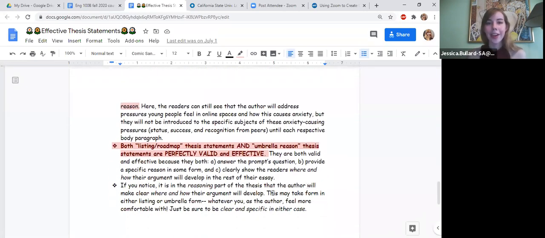And like I said here, both are perfectly valid and both are effective. You know, different readers have different preferences, of course. I think both work really well. Okay? I'm fine if you do either a listing thesis or an umbrella reason thesis for all 3 of your essays. Do practice both. Do try to become comfortable with doing both. And I encourage you to maybe move outside your comfort zone. If you end up liking one more than the other, try to write the other kind of thesis statement just so you can try out both.